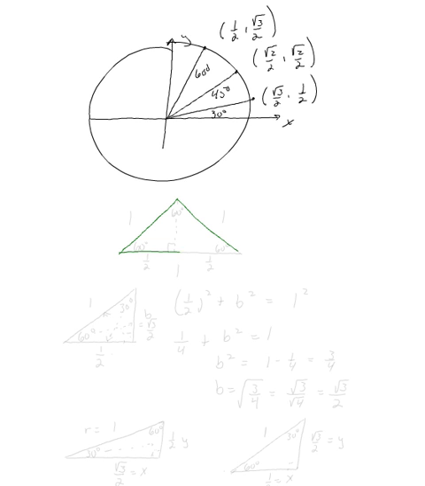Recall, an equilateral triangle means all the sides are the same and all the angles are the same. I'm going to label this side 1, 1, and 1 for an equilateral triangle. And if all the sides are the same, all the angles are the same. And if all the angles are the same, that means that all of these have to be 60 degrees.